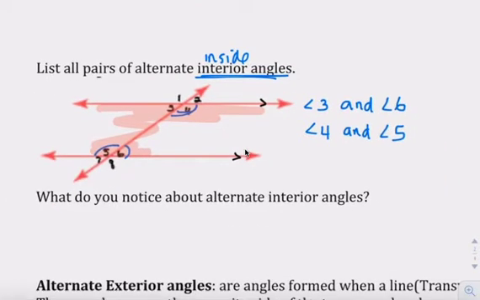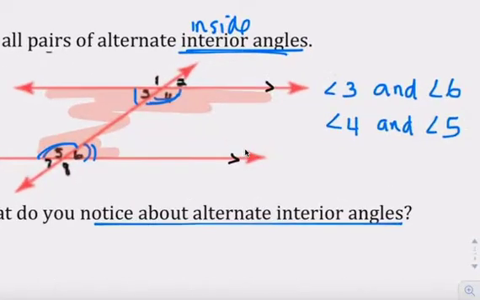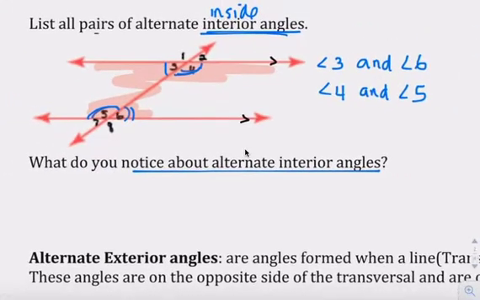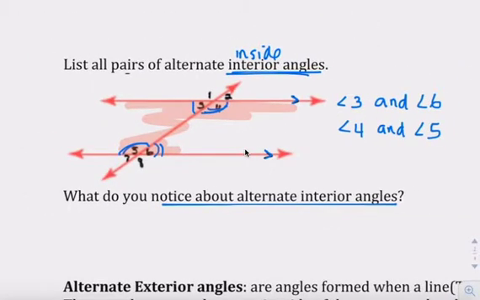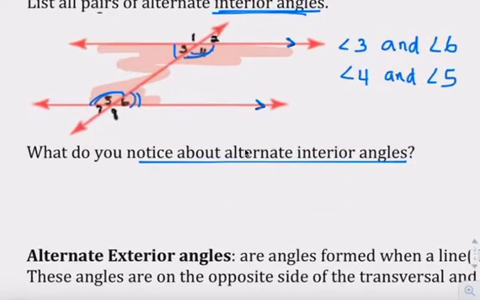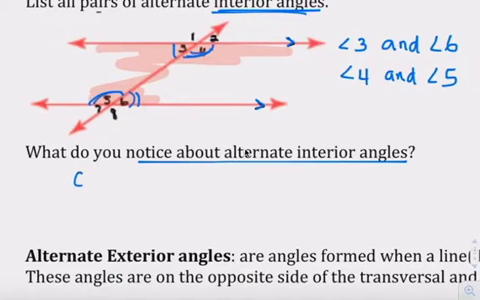Now, I want you to take the time. What do you notice about alternate interior angles? They are congruent. Notice angle 4 is congruent to angle 5. Angle 3 is congruent to angle 6. If you use a protractor, that would be the case. And these symbols right here, the only time they're congruent, though, is if the lines are parallel. Normally, it's distinguished by the symbol. What do you notice about alternate interior? They're congruent.